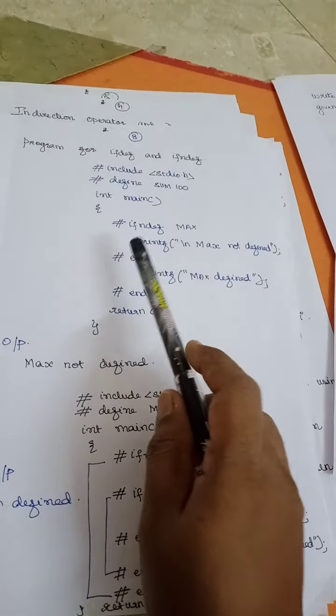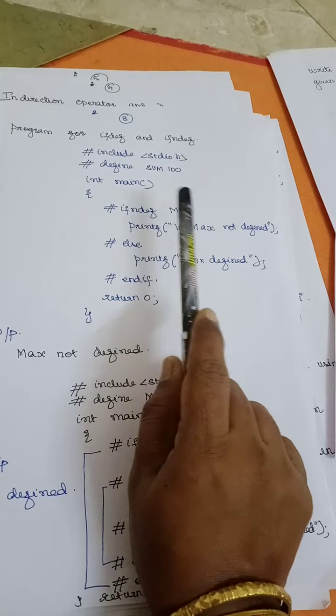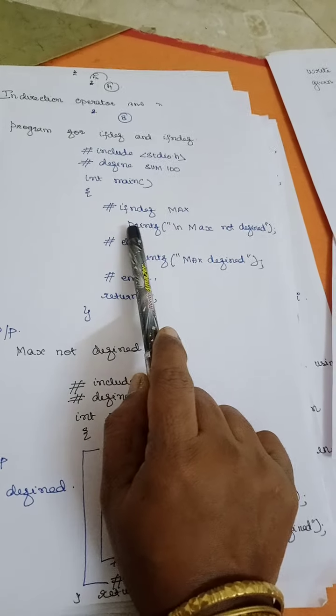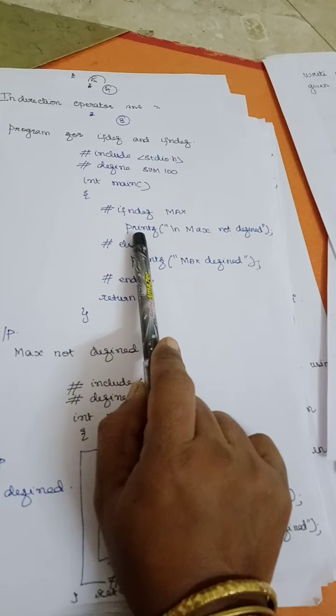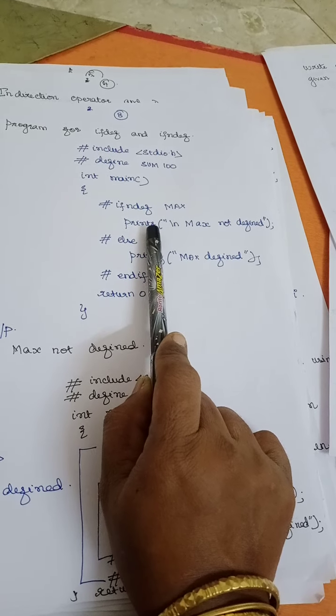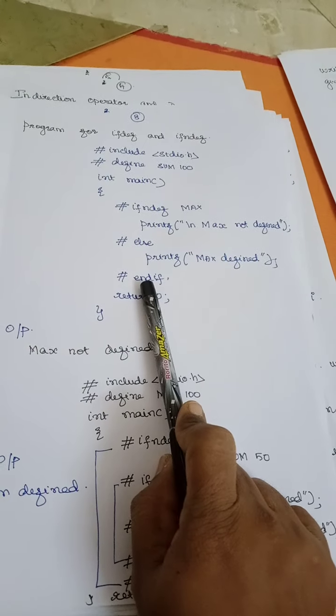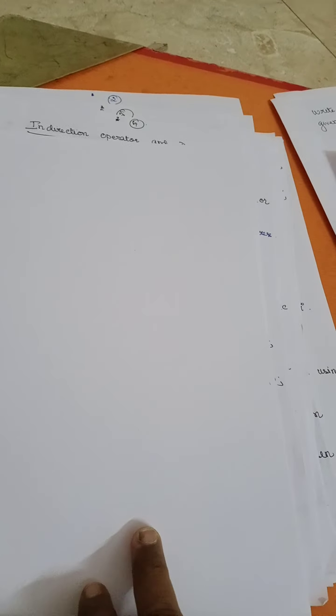So ifndef means if the macro is not defined, then display a message. Either you can use a printf message here, or else you can redefine the macro. Else I can print some message and then end if. Is that clear? With this your macro is over. Next we'll move on to the storage classes.